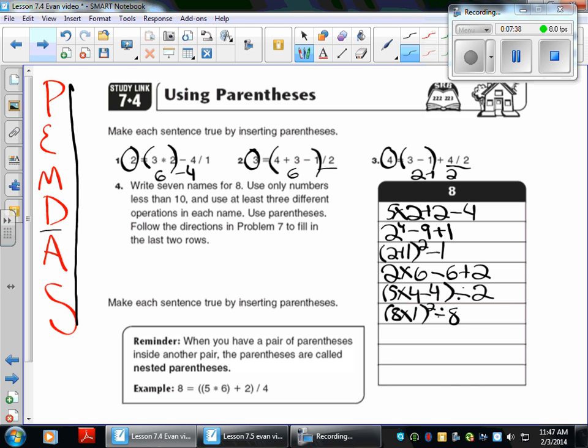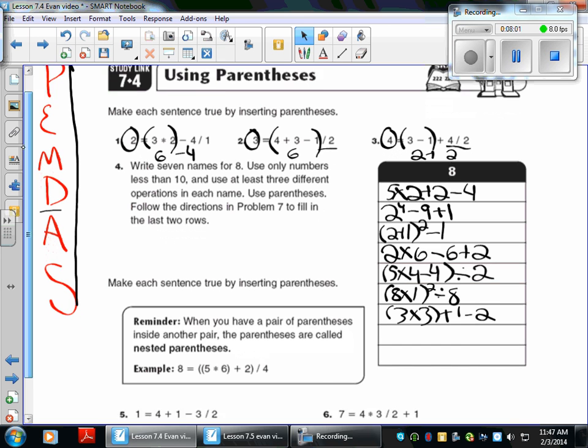And let's do one more example. In parentheses, I have 3 times 3 plus 1 minus 2. Parentheses first, 3 times 3 equals 9. Add 1 gives me 10. Subtract 2 gives me an answer of 8.